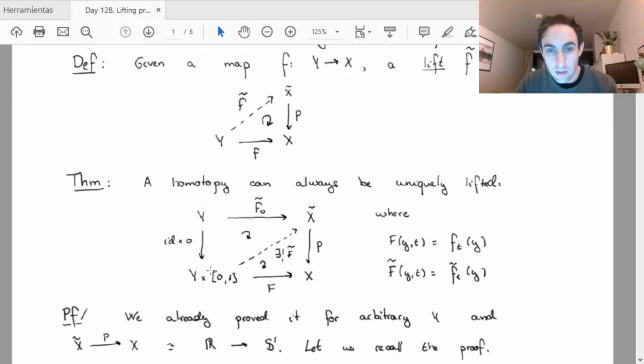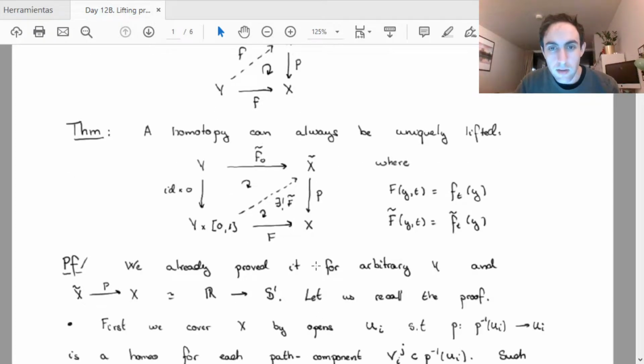How does this work? Let me go over the diagram here. Let's say I have a homotopy of maps F_t from Y to X. And here I write big F, which is the amalgamation of this homotopy. So big F is a map from Y times the interval into X. And it's a continuous map, right? Because this is a homotopy.